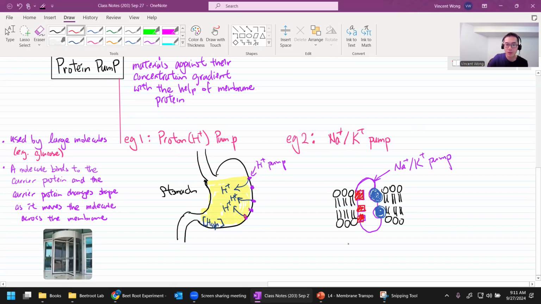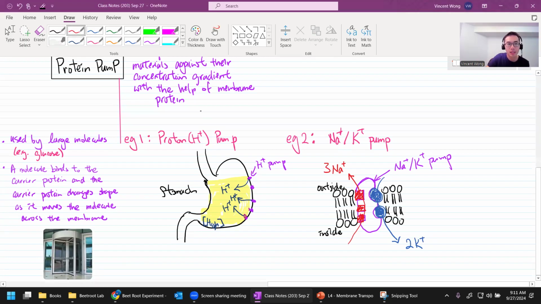Your cell actually does not want too much sodium in the cytoplasm, so it's going to pump it out. This is outside, this is inside. But it likes potassium, so it's going to bring the potassium in. The way the pump works is for every 3 sodium that gets sent out, you're going to be bringing 2 potassium in. For every 3 that you send out, you're going to be bringing 2 in.